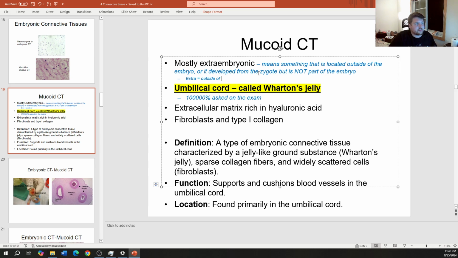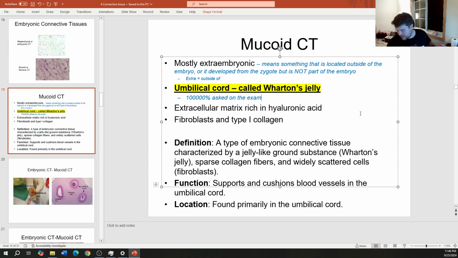It's developed from the zygote, that original ball of cells that starts to grow as soon as cell division begins, and the fetus begins to implant. But it's not actually part of the embryo itself. It's part of the umbilical cord. It's also known as Wharton's jelly.